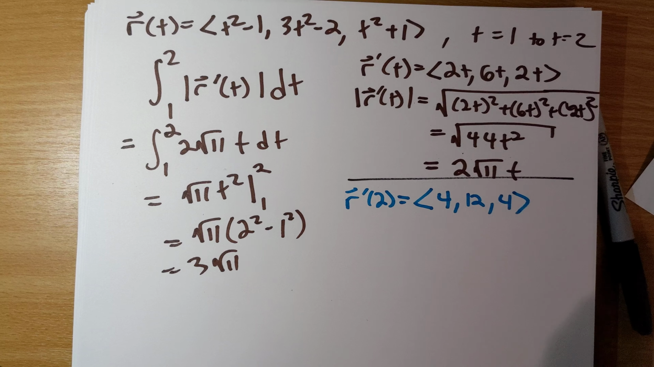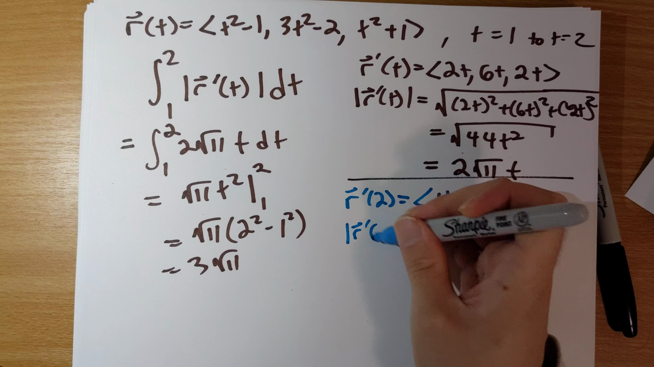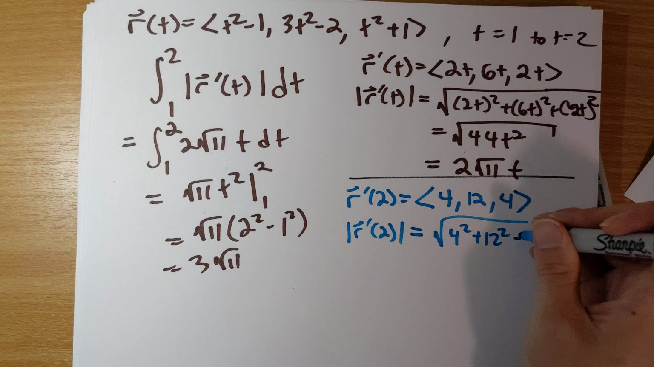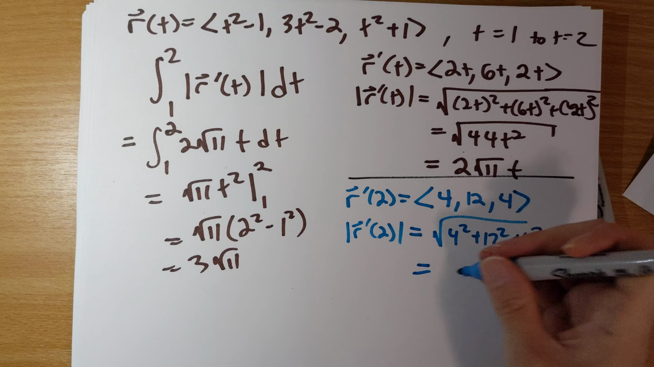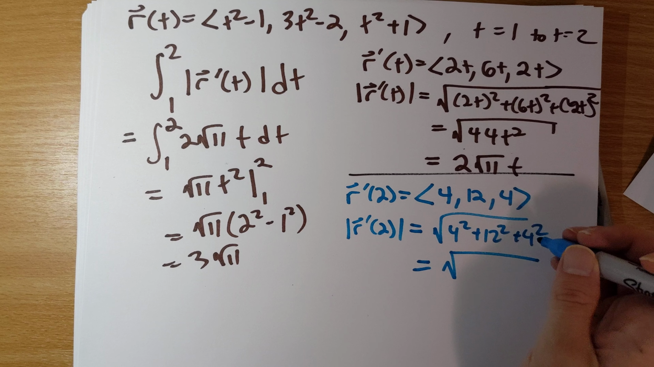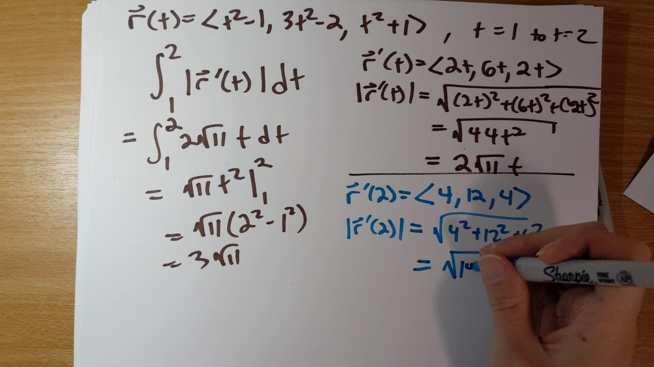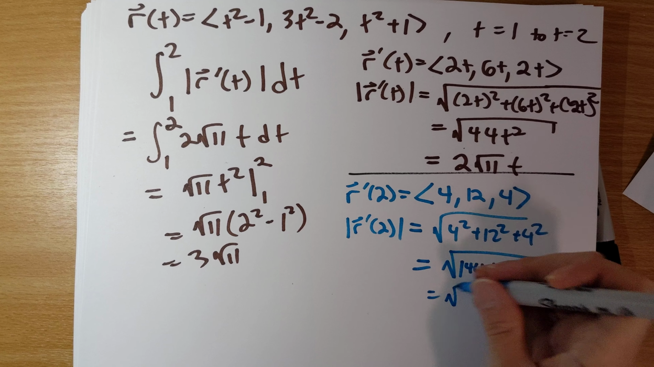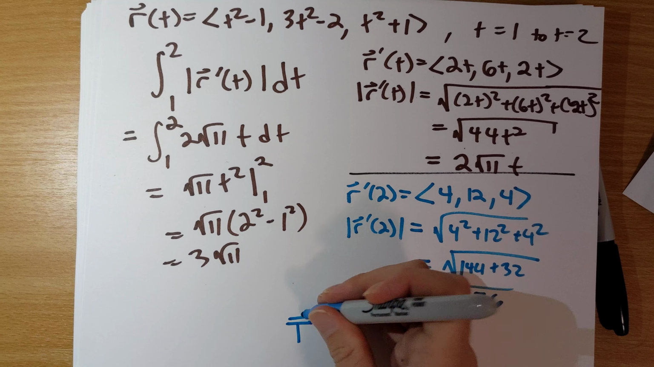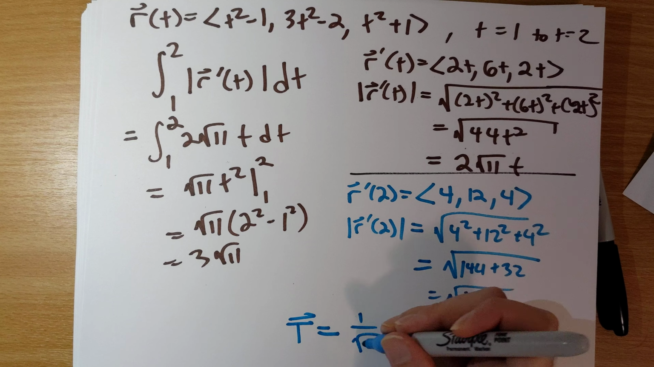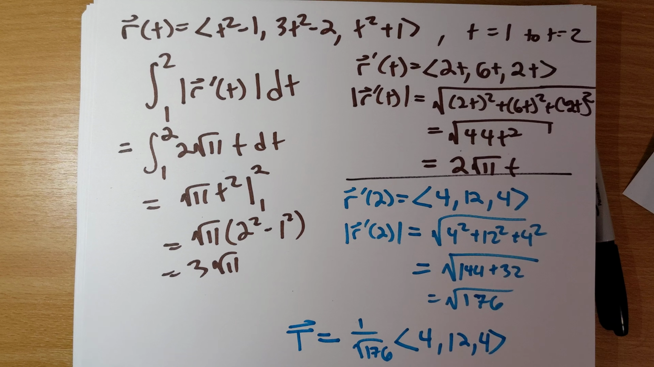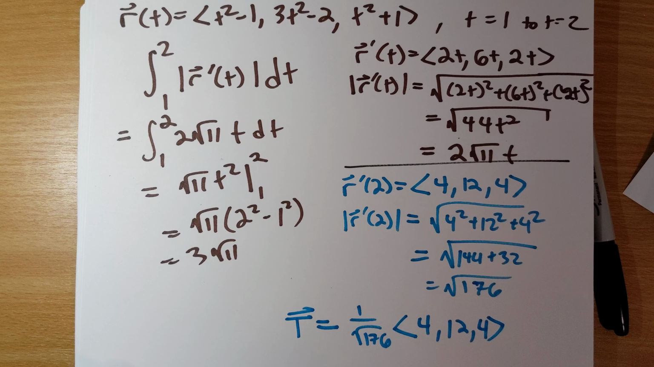To turn this into a unit vector, we need to divide by the length. The length of r prime of 2 is the square root of 4 squared plus 12 squared plus 4 squared. This is going to be 144 plus 16 plus 16, so 144 plus 32 is the square root of 176. So the unit vector tangent here is 1 over square root of 176. I think you can simplify that square root if you want to, but this is a perfectly fine final answer.